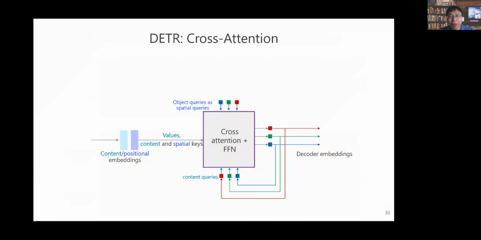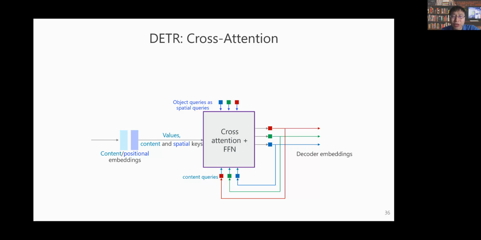So before seeing our approach, let me re-illustrate the cross attention part. For the cross attention part, we have object queries as the spatial queries and the content queries. In addition, the values are just the encoder output. And the keys contain a content part and a spatial part. In the original DETR approach, object queries and the content queries will be summed together.